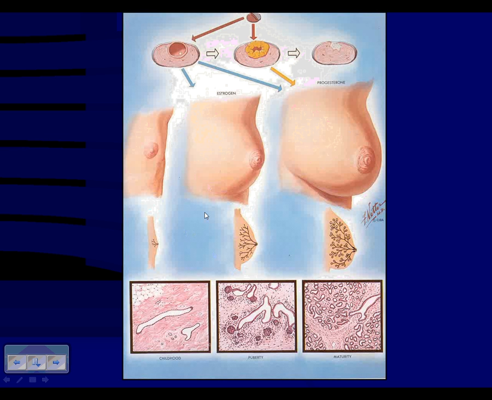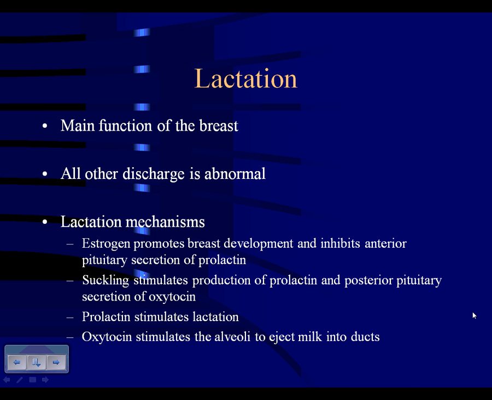And here's some examples. Again, we saw this earlier. It's the same thing, highlighting the estrogen and progesterone effects on the developing breast tissue. Again, what's the main function of the breast? Well, for lactation, right? All other discharge that occurs from a nipple is abnormal. Remember that, ladies. If you ever have a discharge, or for your wives, if you ever have a discharge, you need to get it checked out, because any discharge other than lactation is abnormal.